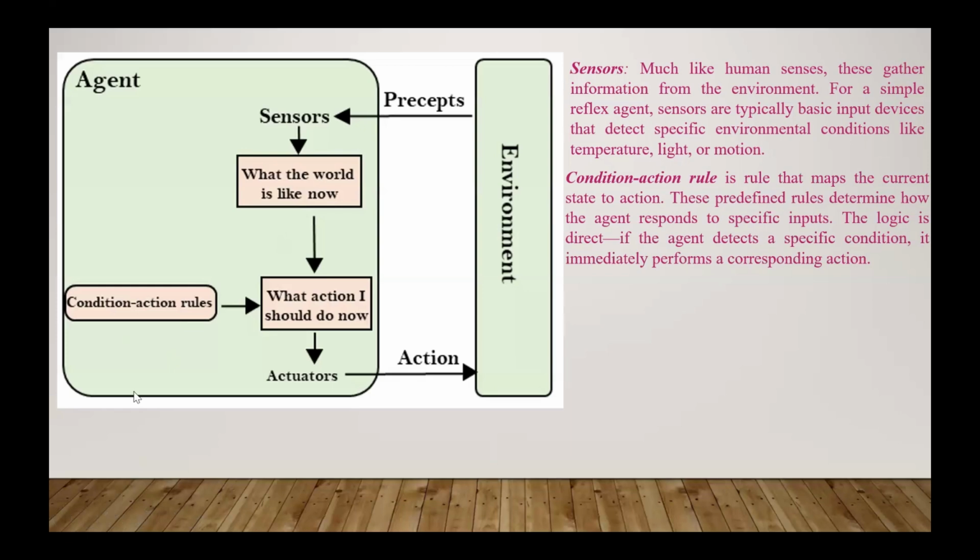So these are called the condition action rules. It consists of a set of rules. Inside the set of rules, depending upon the condition, there is a defined action. According to that, the agent performs the action.